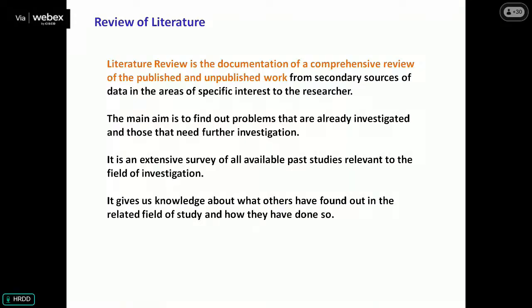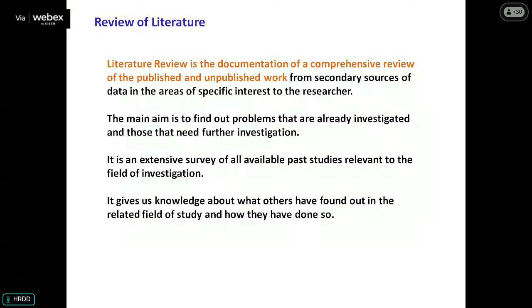From secondary sources. The main aim is to find out problems that are already investigated and those that need further investigation. It is an extensive survey of all available past studies relevant to the field of investigation. It gives us knowledge about what others have found out in the related field of study and how they have done it. So that will help you in formulating your research design at a later stage.